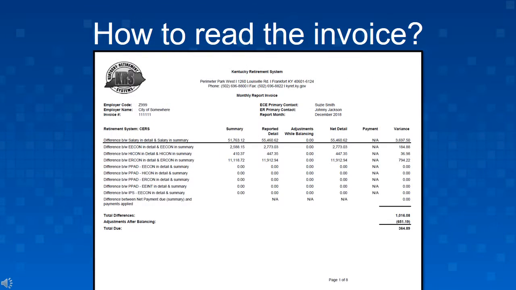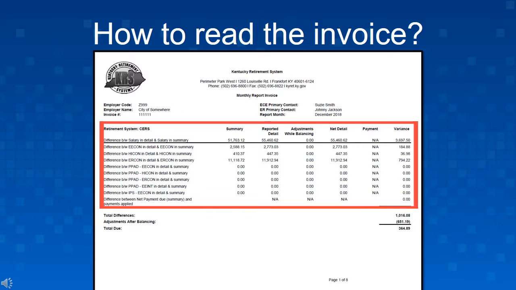The first page of the monthly reporting invoice provides the general information on the employer name and code, the invoice number, the primary ERCE contact for error corrections and for adjustments, as well as the report month, which should be the last monthly report submitted by the employer. Usually, the report month date is a month behind the creation date of the invoice, unless there is an instance of an overdue monthly report being submitted.